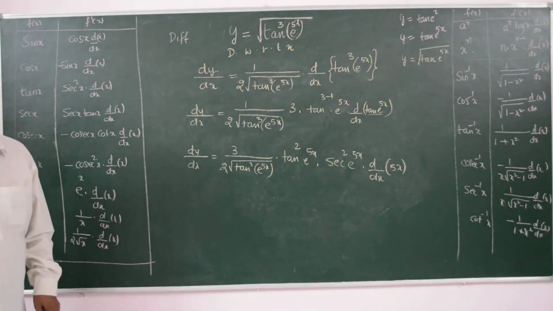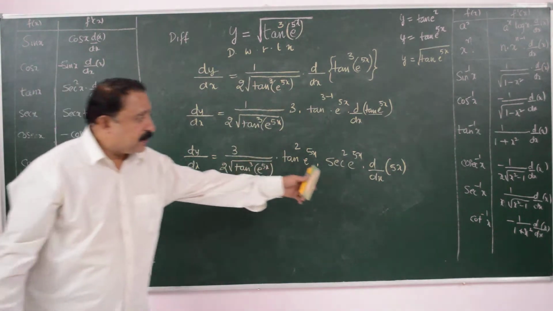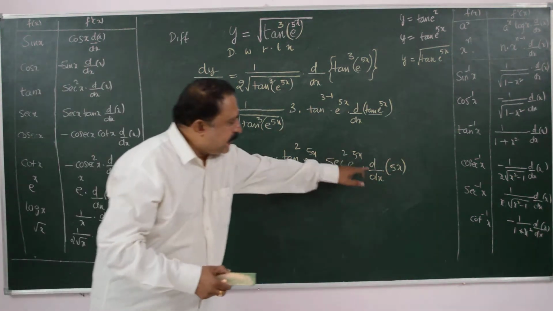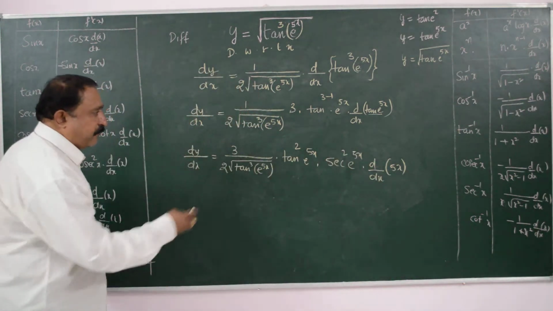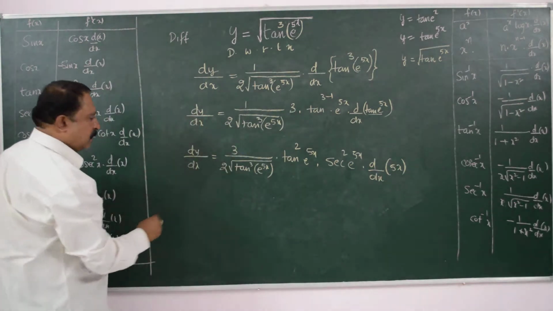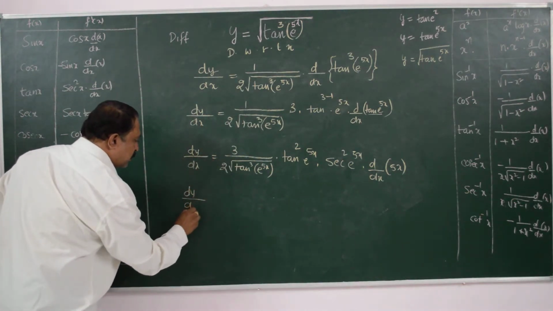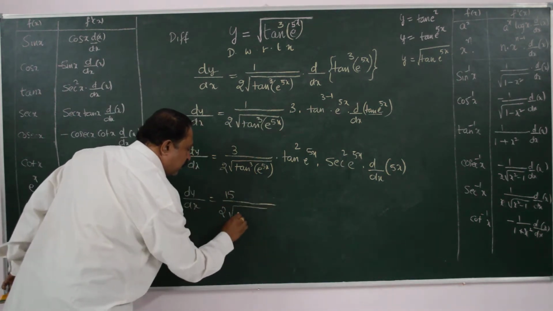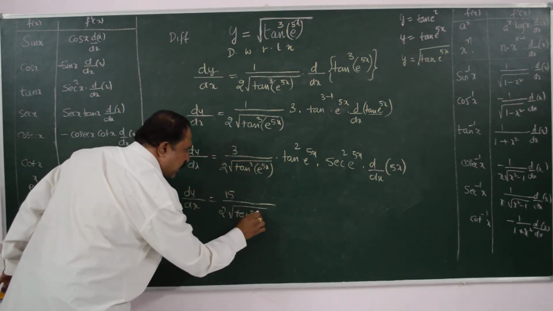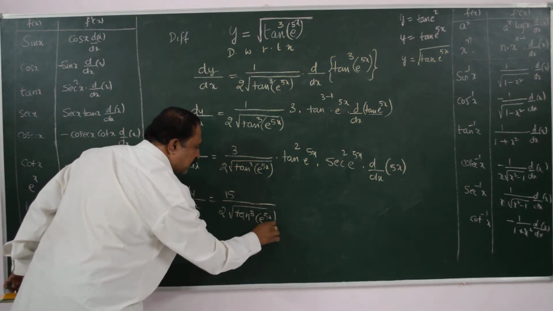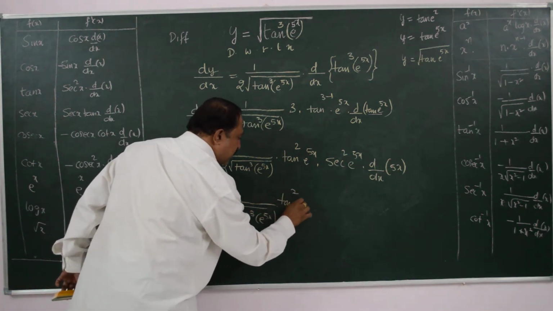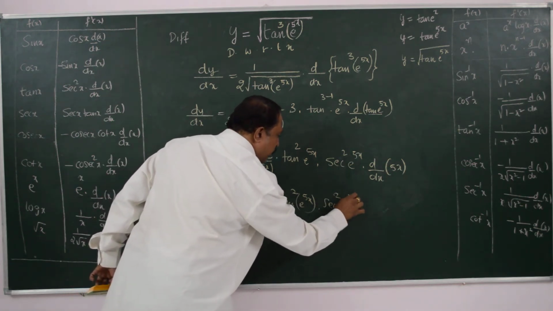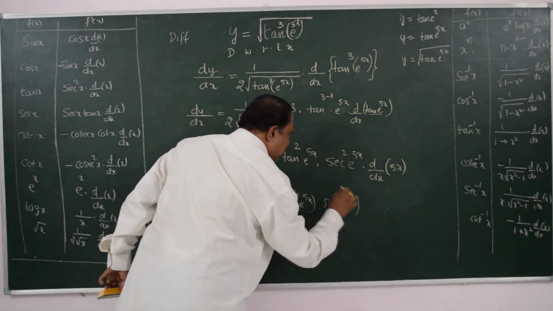Is the differentiation over now? No, because 5x has to be differentiated. The differential coefficient of 5x is 5, and d by dx of x is 1. So I will take that 5 into 3: 15 by 2 root of tan cube e to the power of 5x, into tan square e to the power of 5x, into secant square e to the power of 5x. That's all.